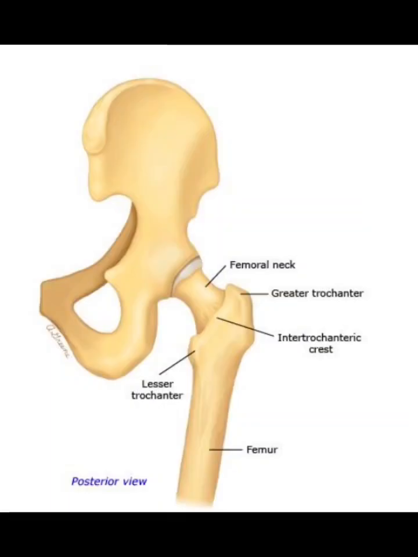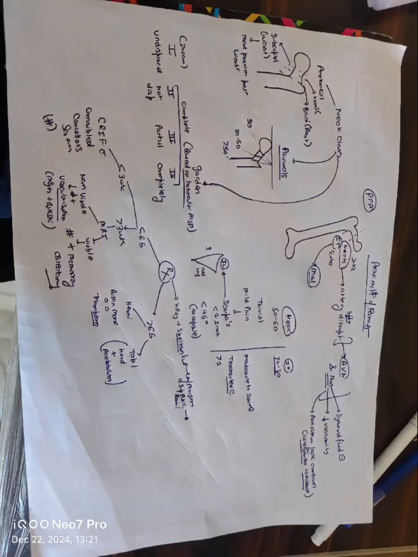Let's talk about proximal fractures of femur. These are basically of two types: fracture of neck of femur and intertrochanteric fracture.